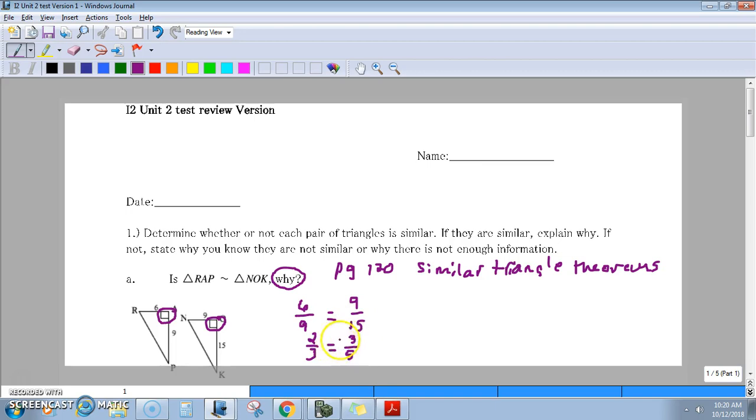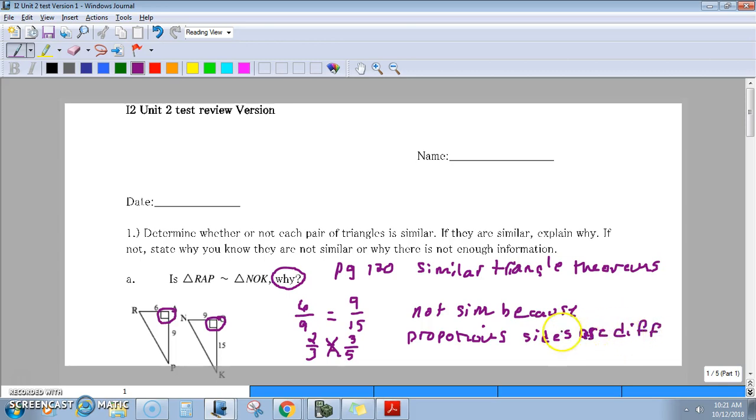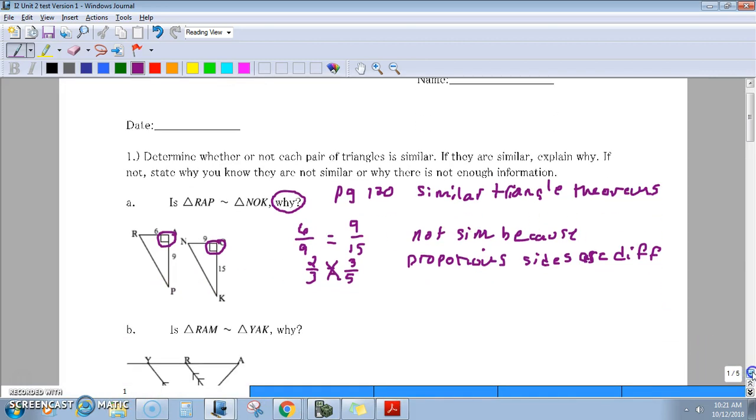Okay? And 2/3 is not the same as 3/5. So they are not equal to each other. So they are not similar, because the proportion of their sides is different. Okay, so they are not similar. Let's go down to the next one.